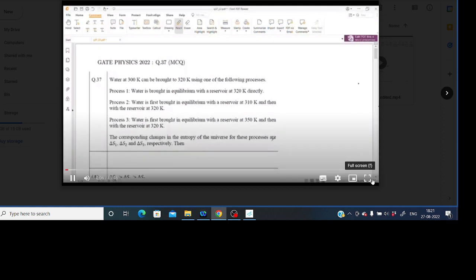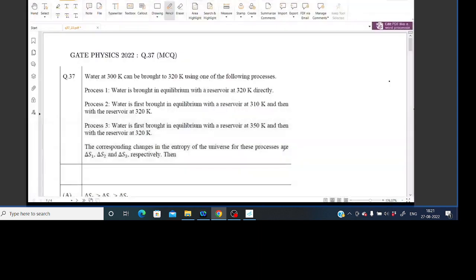Hello everyone. In this video I shall discuss problem number 37 of GATE Physics (2022). This is a multiple choice question. Water at 300 Kelvin can be brought to 320 Kelvin using one of these following processes.